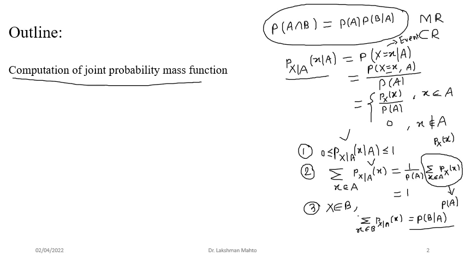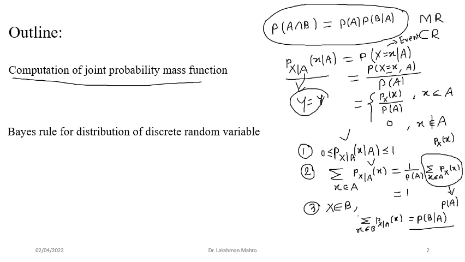Today, the event A we will define by a random variable. We will come up with another random variable y, and we will define A as y observing this particular small y. After that we will talk about the joint probability mass function. Once we have an idea of the joint probability mass function, we will discuss Bayes rule for the distribution of discrete random variables, which finds a lot of application in the Bayesian perspective of data analysis. And probably in the next class we will discuss conditional expectation. Again, all these things deal with the conditional probability mass function.